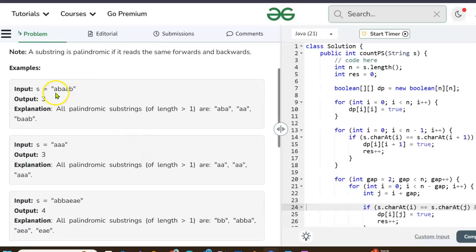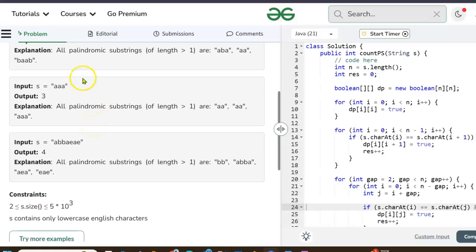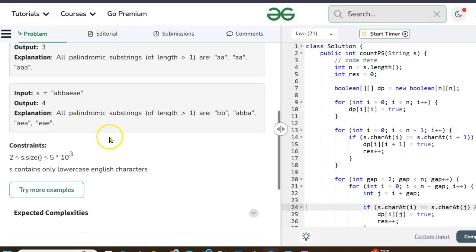All right, so here's an example. What are the palindromic substrings? A, B, A works. A, A works. B, A, B works. Okay, we have A, A, A, A. What do we have here? Oh, a lot. B, B, A, B, B, A, E, A, E, A, E.